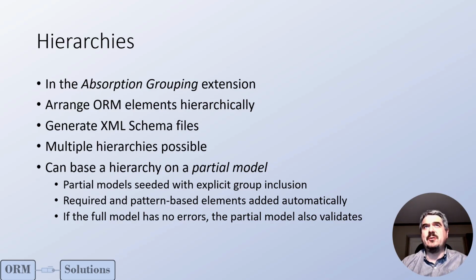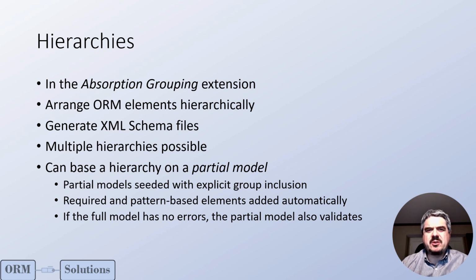So the absorption grouping extension currently has hierarchies and partial models in it. In the future, we'll definitely put more pieces in here as we take advantage of this improved technology. Relational will be in here eventually as well. So the hierarchies in the present allow you to arrange your OR model hierarchically. So when an OR model does not have one hierarchy on it, you can have multiple hierarchies, and that becomes especially true when you get into partial models, which is also supported here.